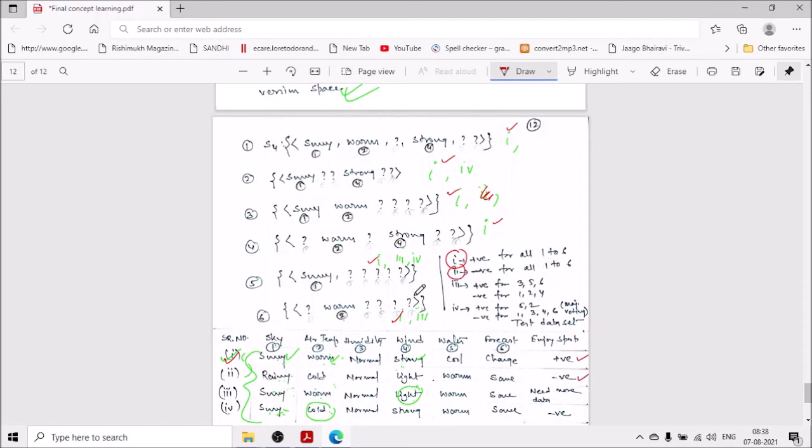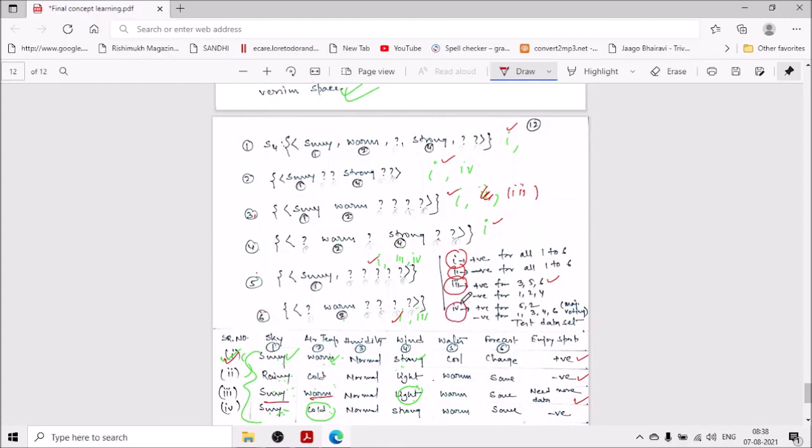Third one. Third one we can say 3, 5, and 6. So we can say 3, 5, 6 are positive. This one is sunny and warm, so it should be the third one. It should not be 2. So 3, 5, 6 for the third one. 3 and 5 say it is positive, and 1, 2, 4 say it's negative. So it's a tie, so we need more data for classification.